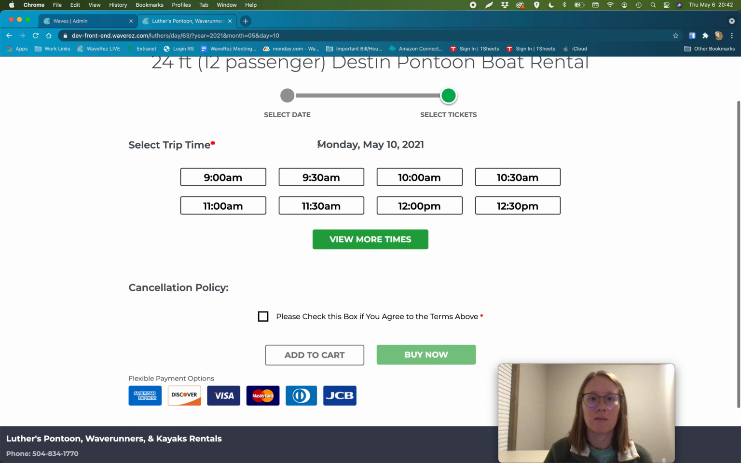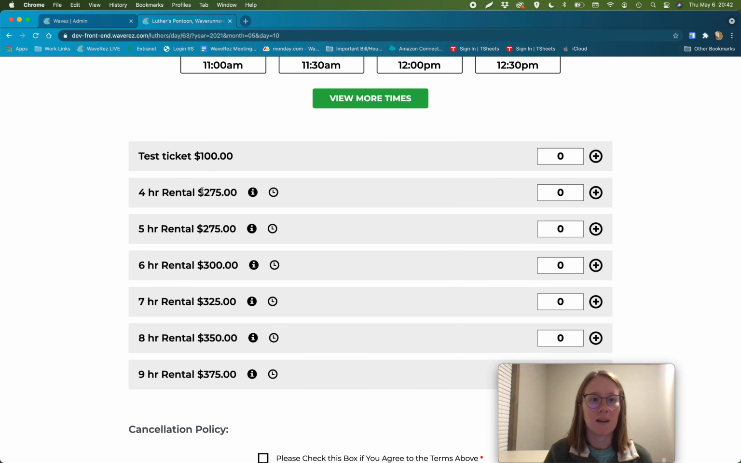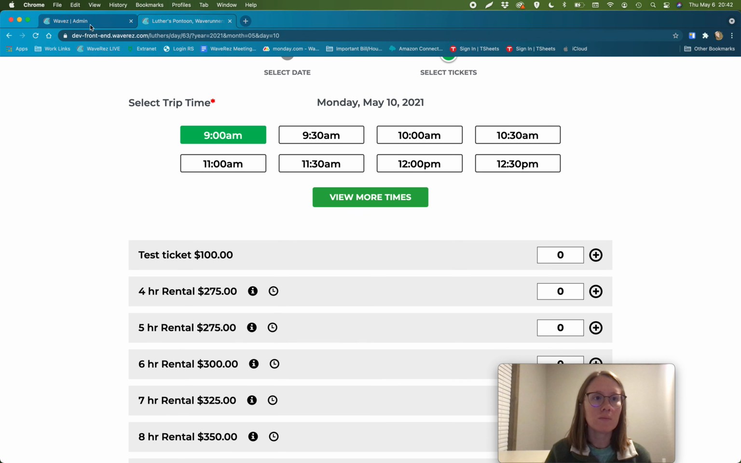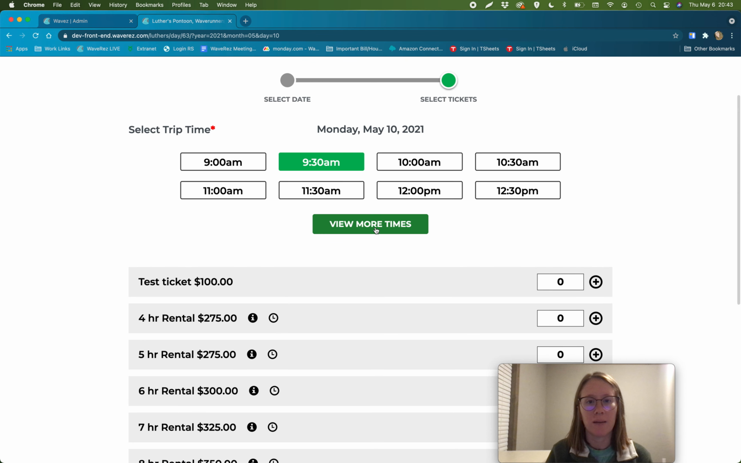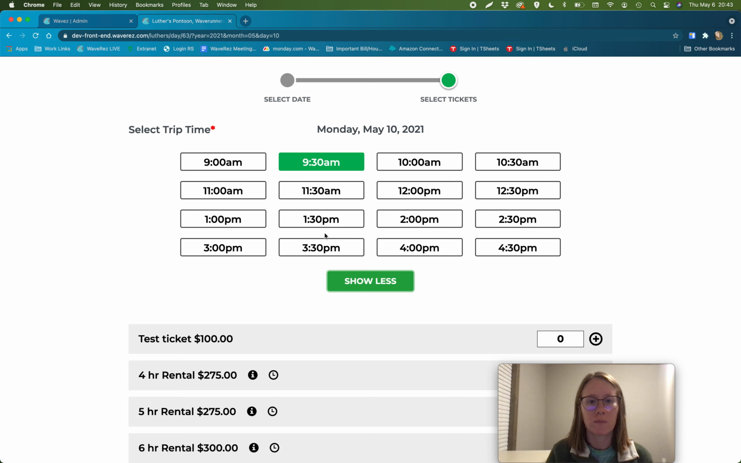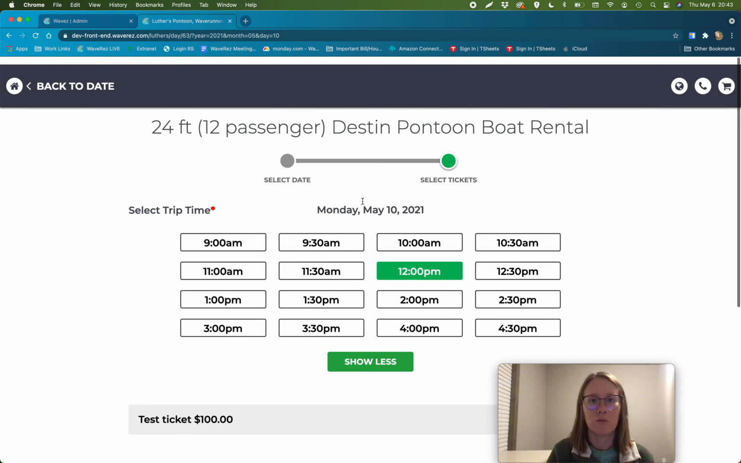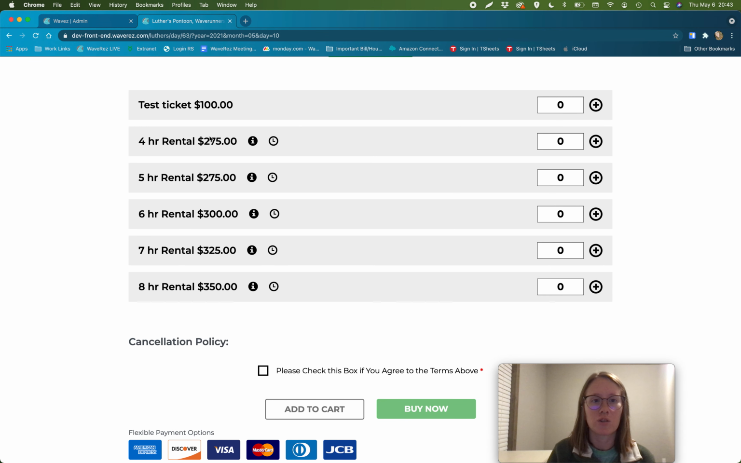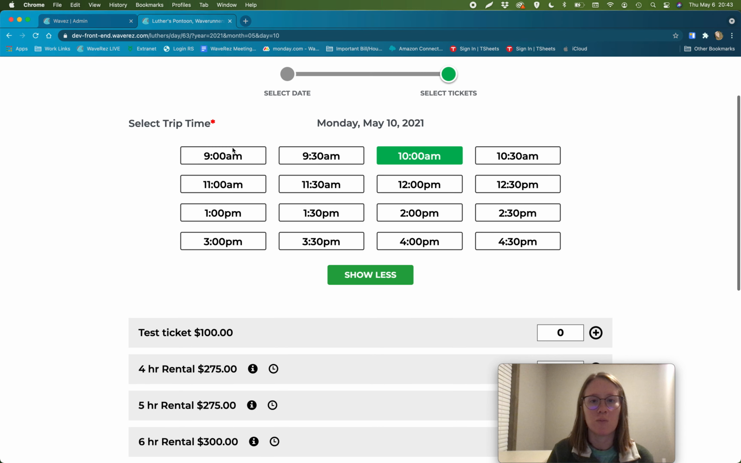Now this is showing the 10th still, and the price is now $275 instead of $250. That range did tell us earlier that 72 new prices have been created, and that was just for this day, the 10th. Every single one of these times that has a 4-hour available will show that price increase to $275 instead of $250, simply because we set up that range.